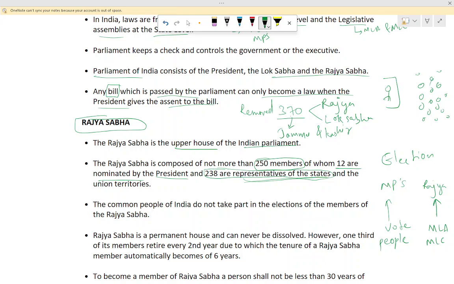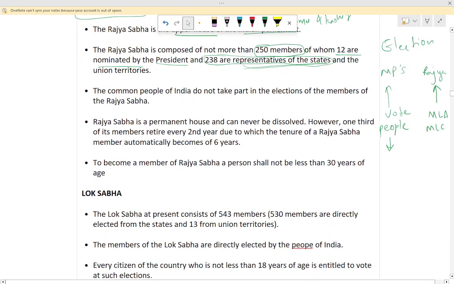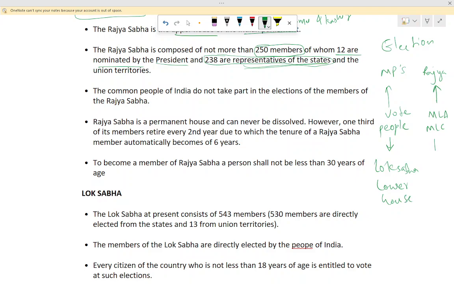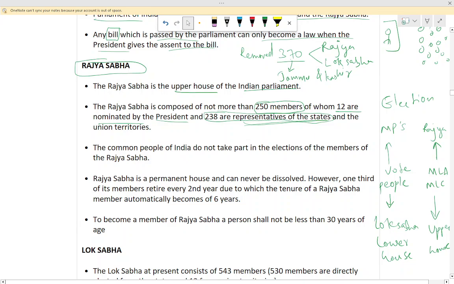Okay, so where do MPs sit? The ones we actually elect sit in the Lok Sabha, which we call the lower house. Okay, Lok means people, so we vote for them. Lower house. Rajya Sabha is the upper house. So Rajya Sabha members sit there. Okay, understand? Yes, sir.